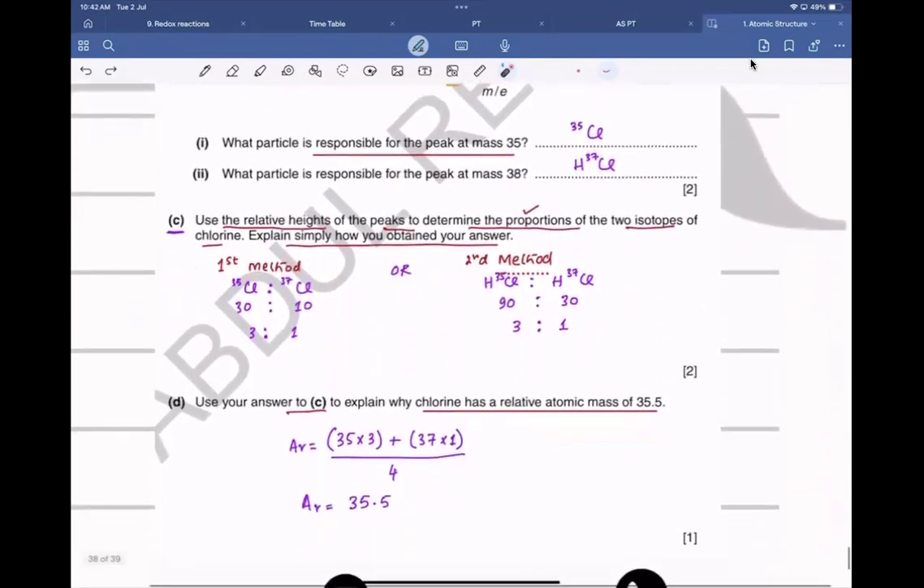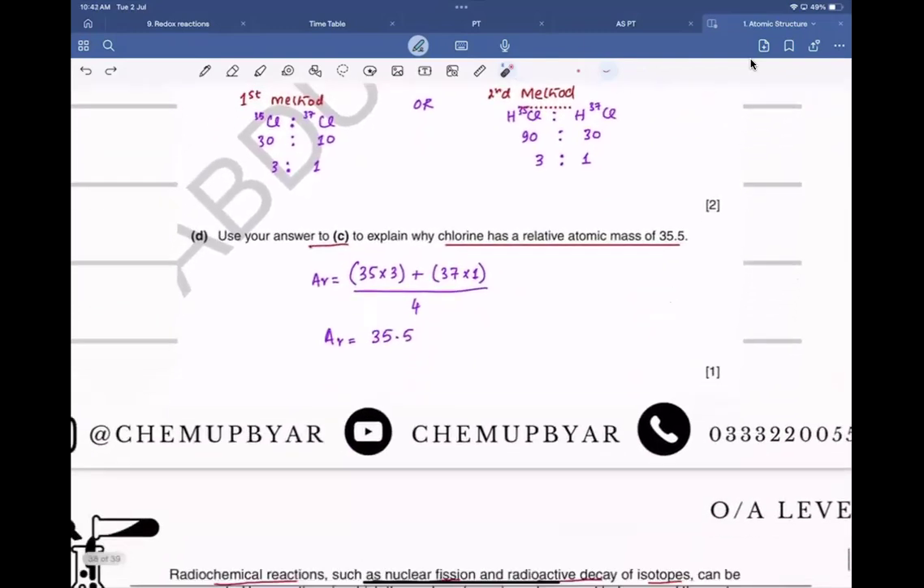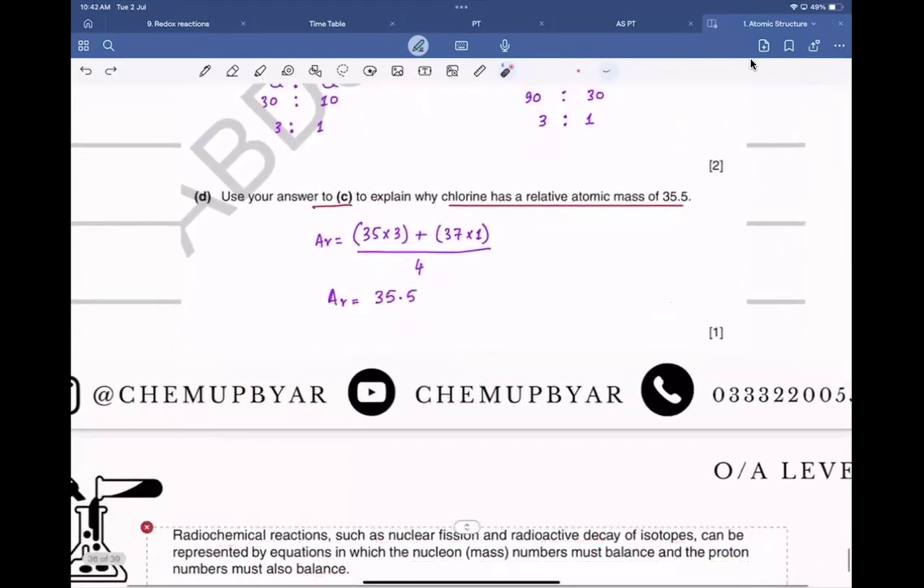Now, what they are saying in the next part is, use your answer to explain why chlorine has a relative atomic mass of 35.5. So they ask you to show this. So we use 3 and 1 and then 4 in the denominator, and then we will get the same Ar value. Is this clear? Yes, sir.